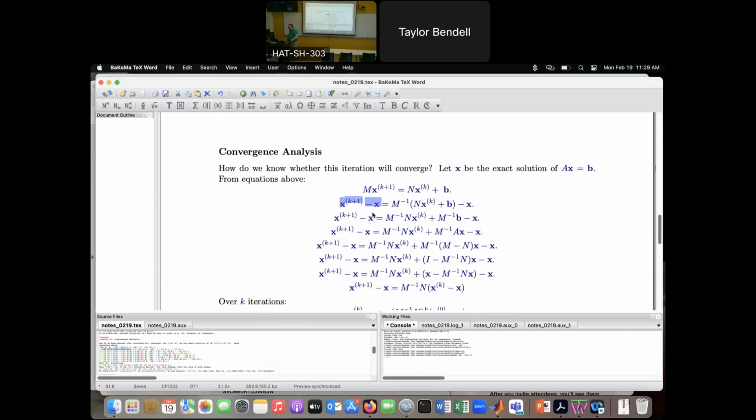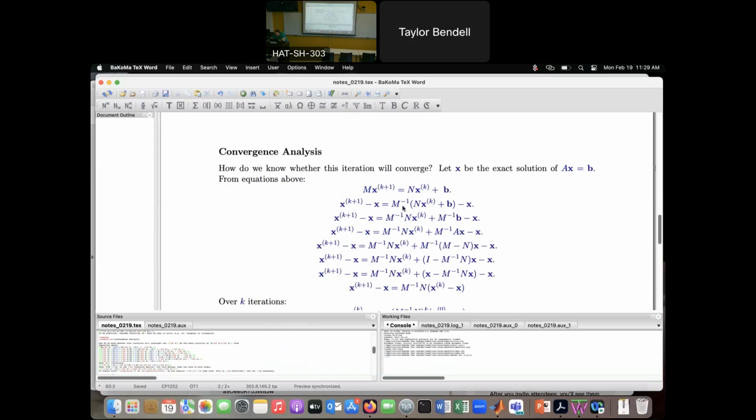What I really want is a relationship between the error after k plus 1 iterations and the error after k iterations. I want to know, how does the error change from one iteration to the next? Then I can figure out how to get convergence. I want that error to be going to 0.